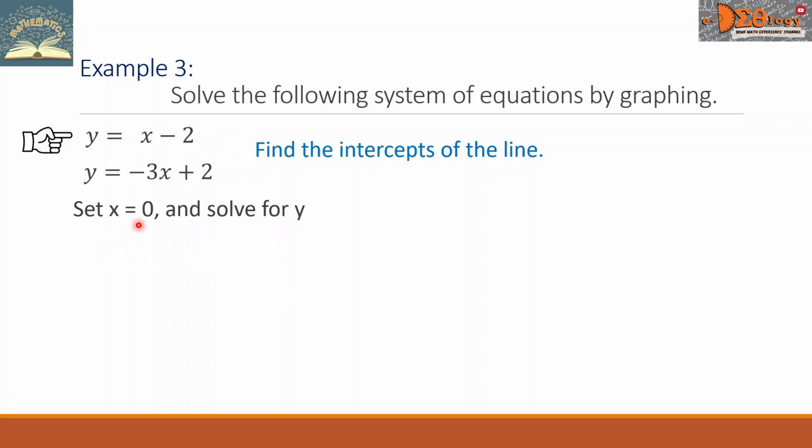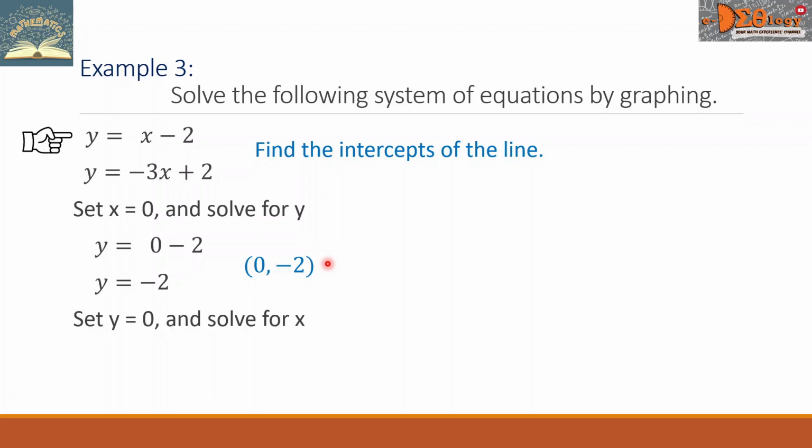We set x equals 0 and solve for y. So y equals x minus 2 becomes y equals 0 minus 2, or simply y equals negative 2. The first point is (0, negative 2), or we say that this is the y-intercept.